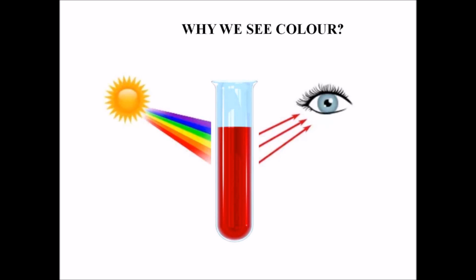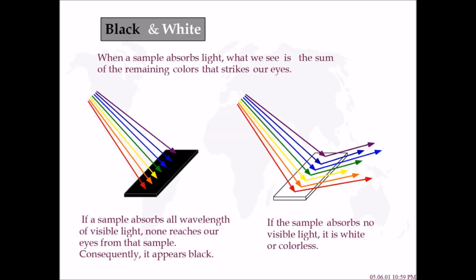Why do we see color? When a sample absorbs in the visible region of the electromagnetic spectrum, some of the light is absorbed and some of the light is transmitted. The transmitted light strikes our eyes and we observe the color, and that color is the color of that substance. If the sample absorbs all wavelengths of visible light, then the sample appears black. Similarly, if the sample does not absorb in the visible light, then the sample appears white or colorless.